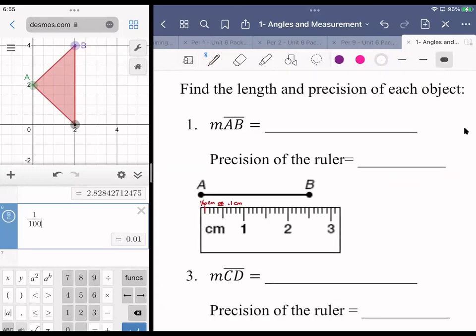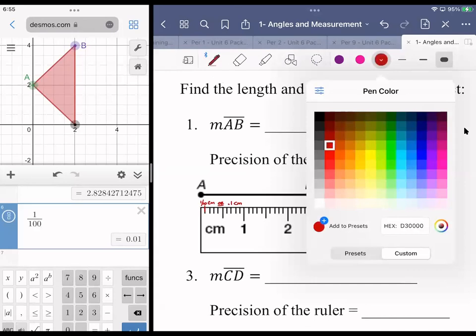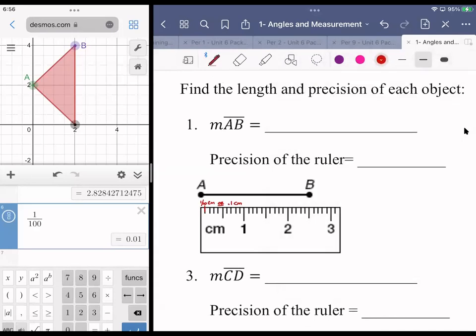All right, so the precision of the ruler is 1/10 of a centimeter. Now you might say 1 millimeter. Sorry about the lag. I don't know what the story is there. I think I do, but I'm not 100% sure.